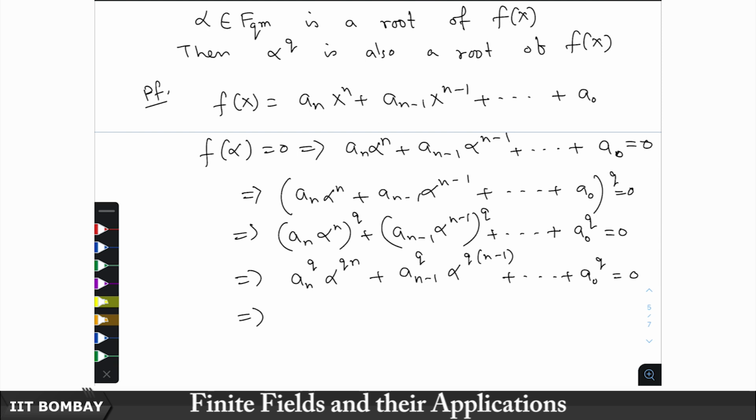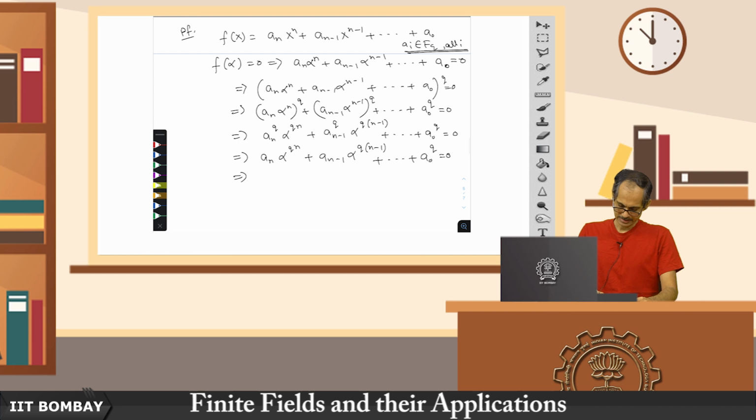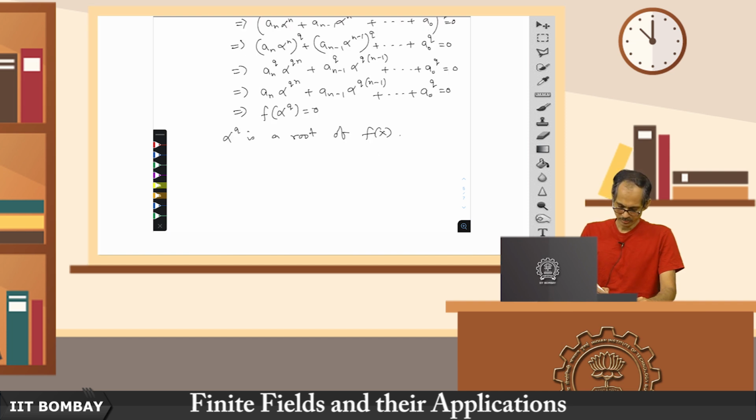But the a_i's are from F_q for all i, and because of that a_i^q is the same as a_i. So, a_n alpha^{qn} + a_{n-1} alpha^{q(n-1)} + ... + a_0 = 0, and that means that alpha^q is a root of f(x). So, that is, alpha^q is a root of f(x).